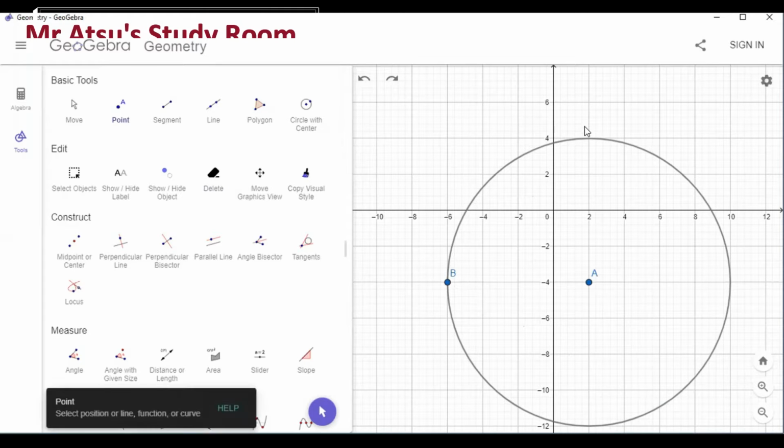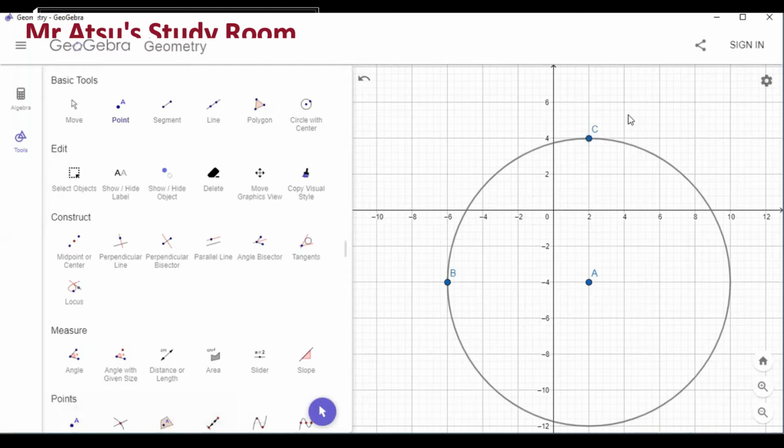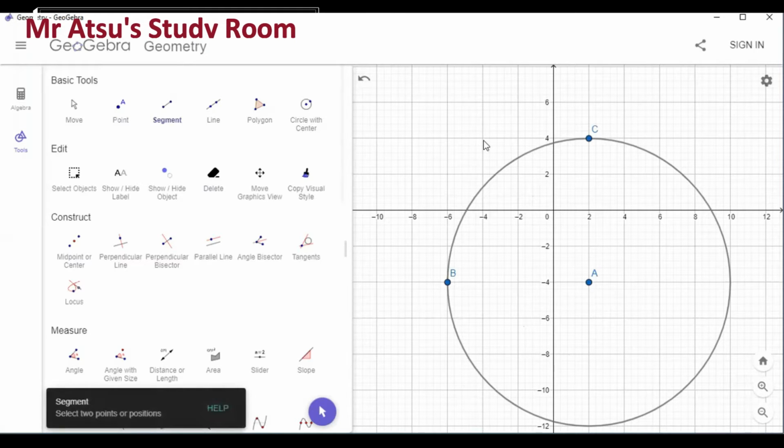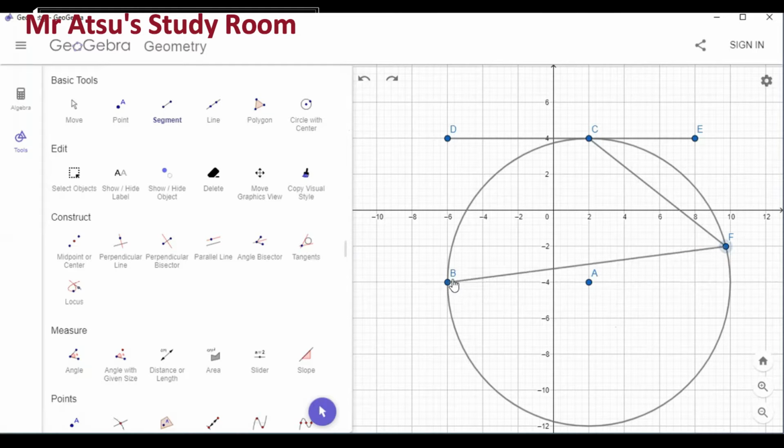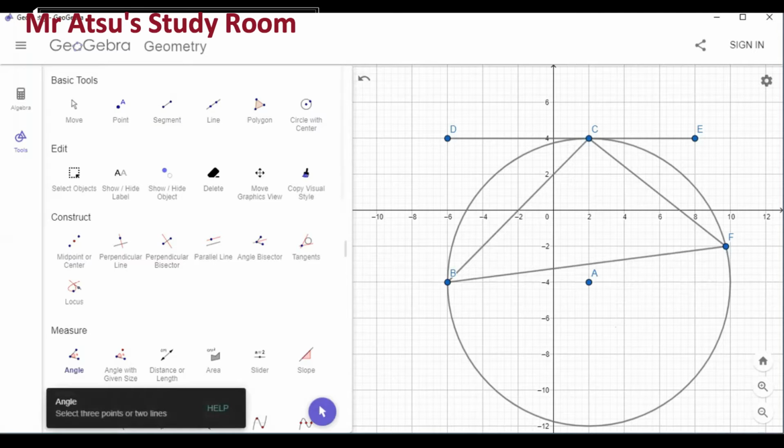I decide to put the tangent at the top, so we have point C at the top, and then chord DE passes through the point C. Now let's have our first chord CF, and then we use the chord CF to subtend angle FBC at B, which is in alternate segment to angle ECF.